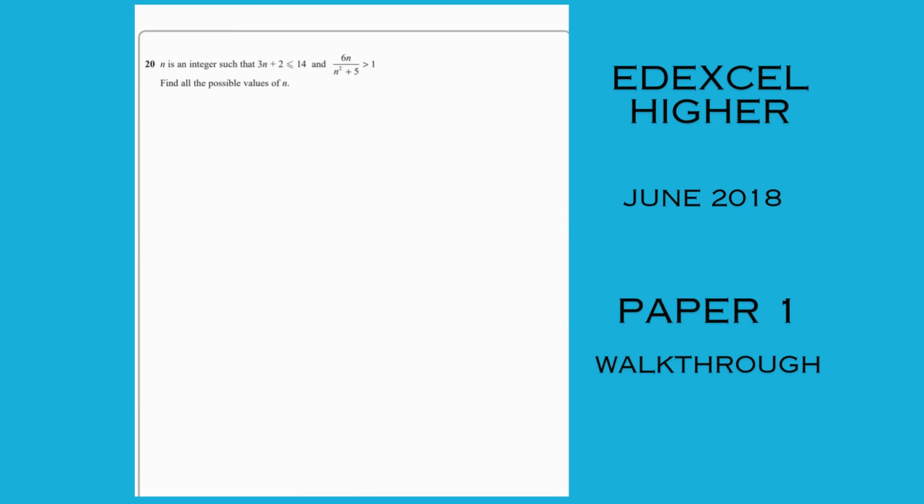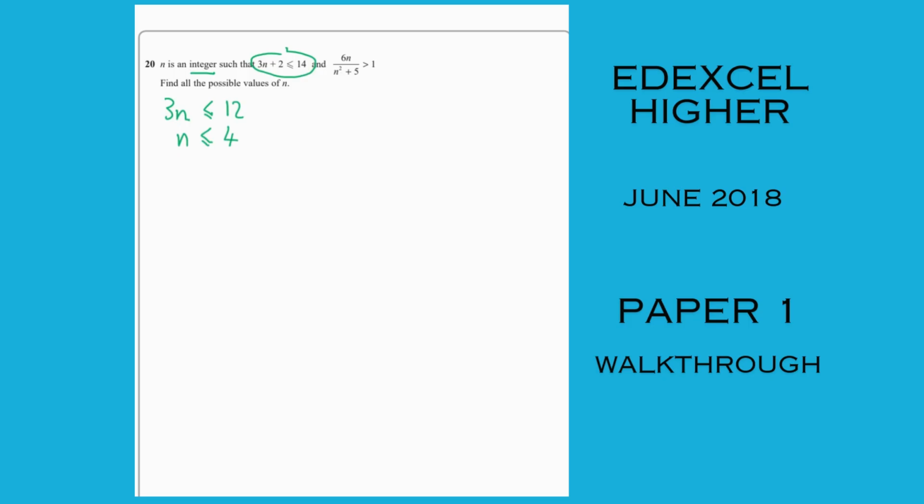Finally, number 20. So the first part, let's deal with the easy bit first. Let's solve that inequality. 3n must be less than or equal to 12. So n must be less than or equal to 4. So basically 4 and below, the integers 4 and under.